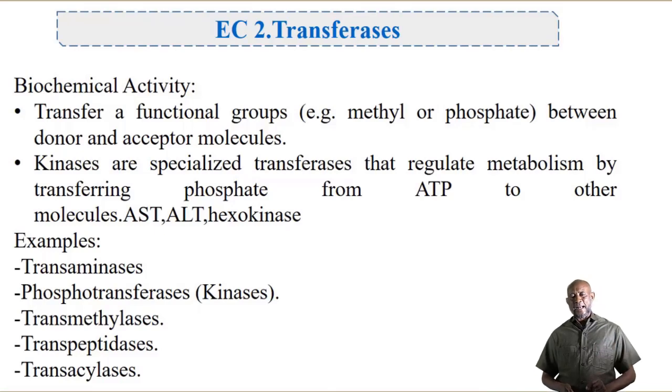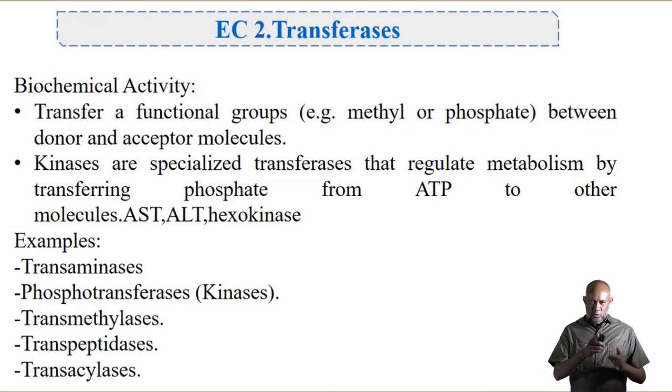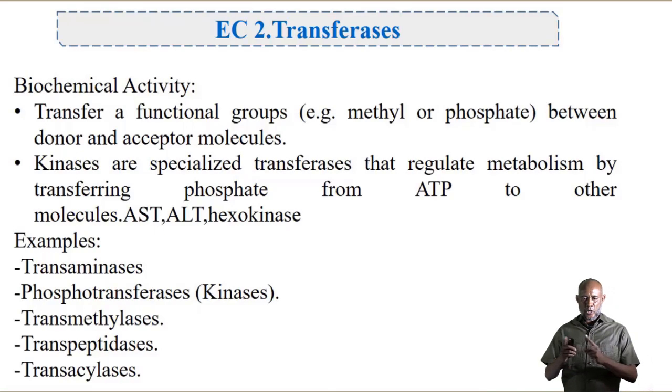And the typical examples for the second class of enzyme are transaminases, phosphotransferases that are also known as kinases, transmethylases, transpeptidases, and transcyclases. You can easily understand from the name. We said that transferases transfer a functional group. For example, transmethylase transfers the methyl group, okay? Transpeptidase transfers a peptide group. That is the functional group, okay?